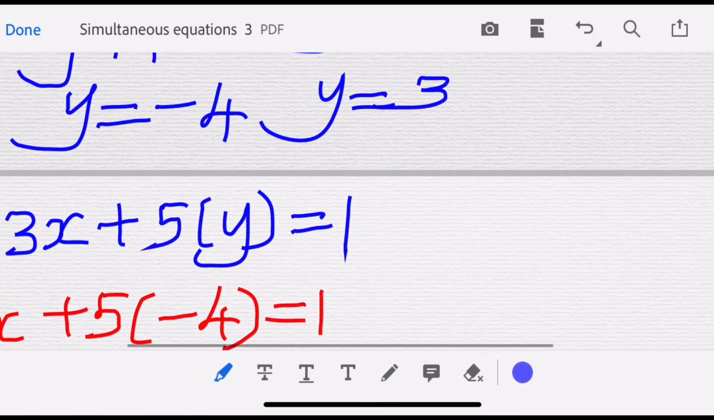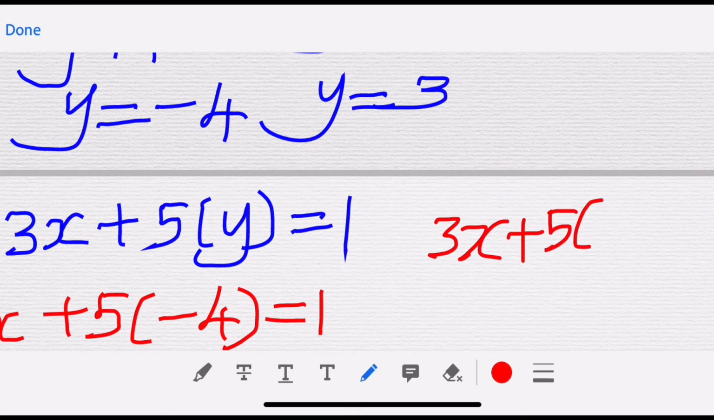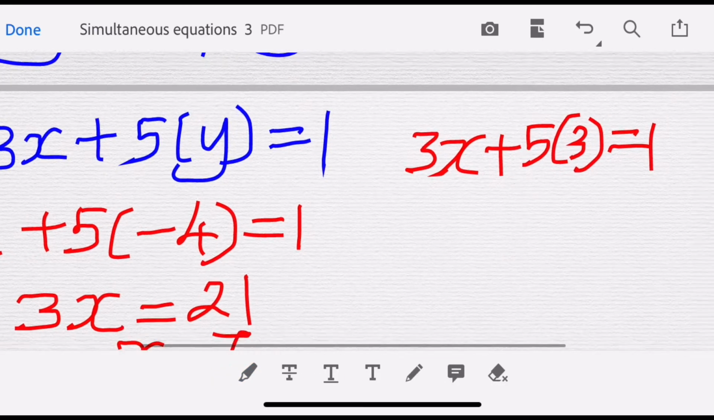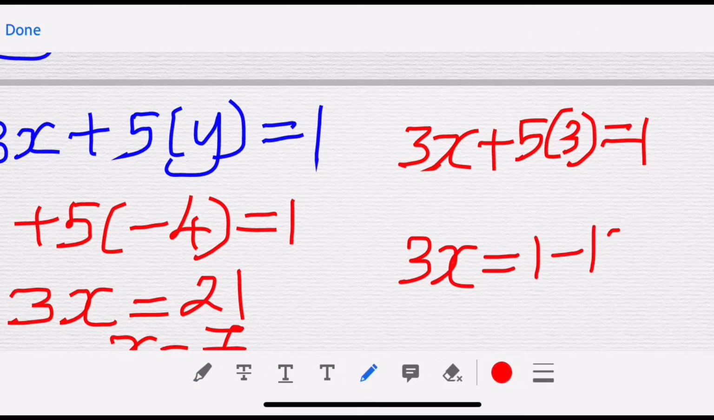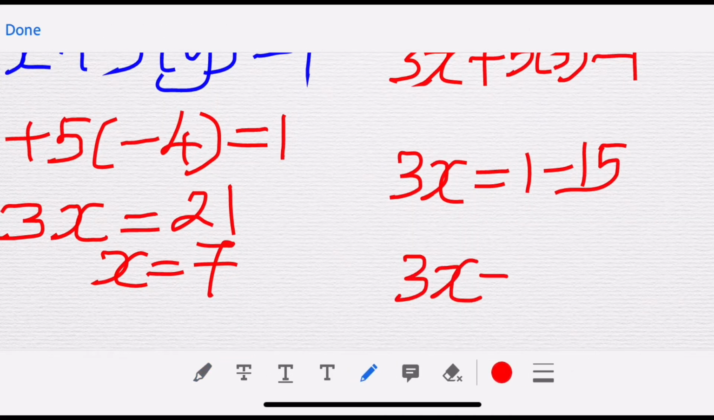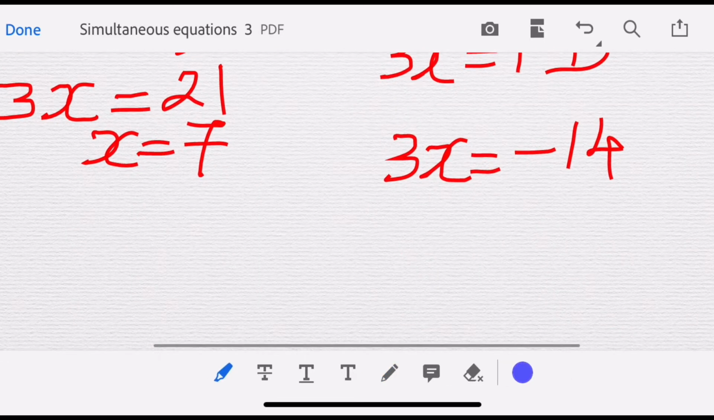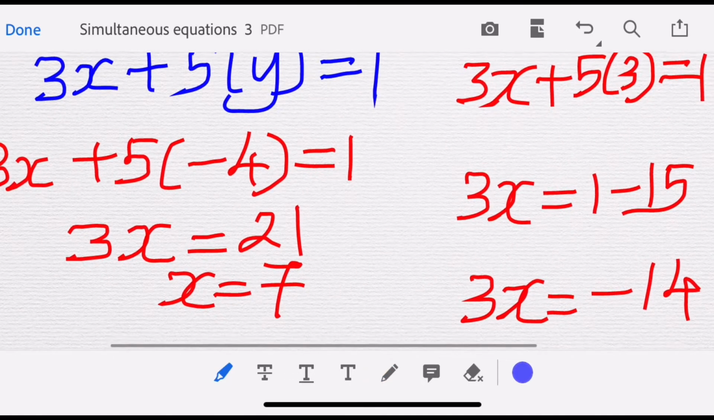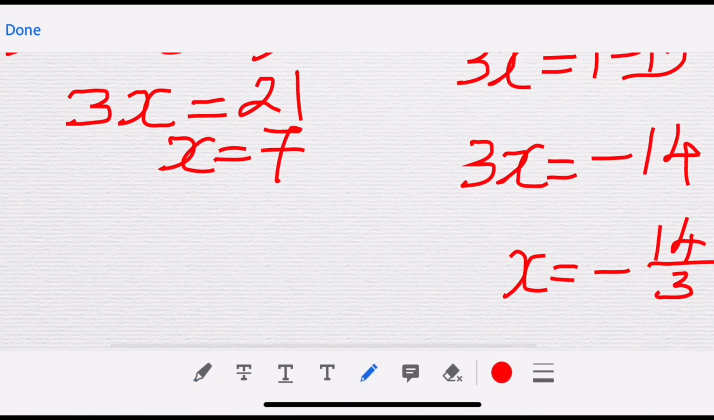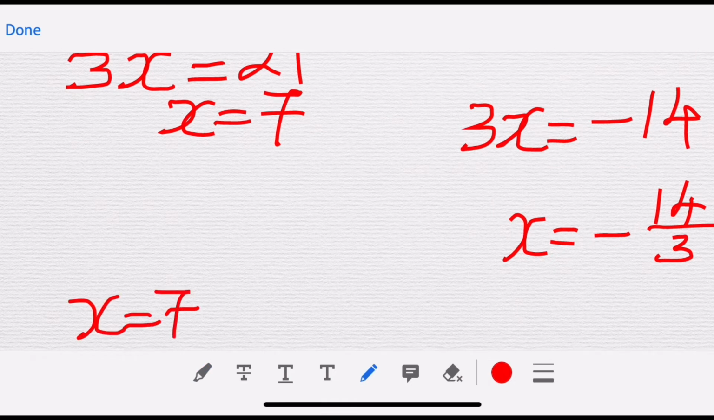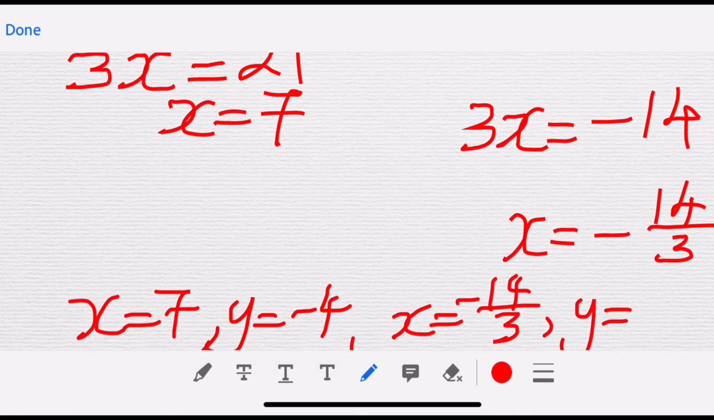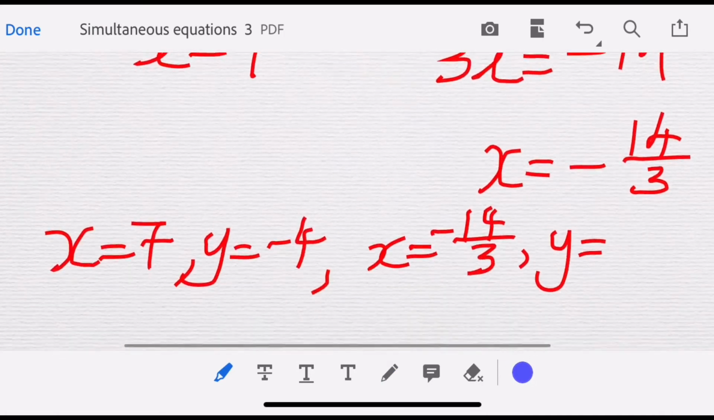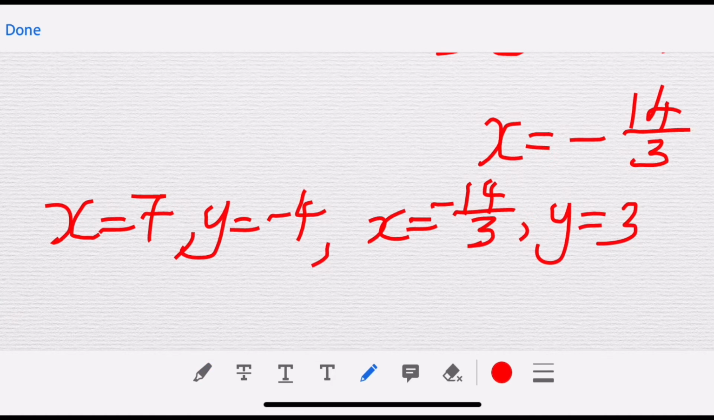Okay, how about this side? 3x plus 5 times 3 equal to 1. So if I solve, I will get 3x equal to 1 minus 15. So 3x is negative 14. So x is negative 14 over 3, right? So finally we can list out the answers: when x is 7, y is negative 4. We write in a row. When x is negative 14 over 3, our y is 3, right? So this is the answer that we get in order to solve the simultaneous equation.